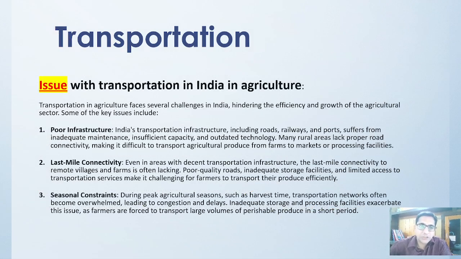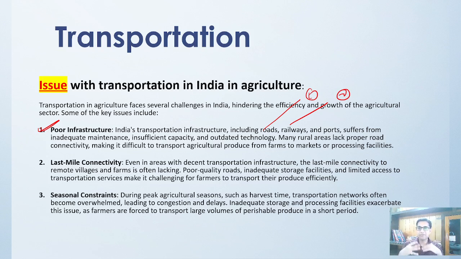Now, what is the issue with our transportation network in India? There are a lot of issues in our country, especially the first thing is poor infrastructure. Obviously, whether we are talking about roads, railways, or ports, they have huge issues because most of the things are government controlled. So the infrastructure quality is not of that standard.